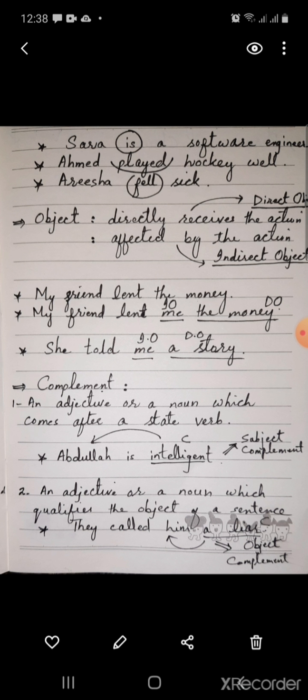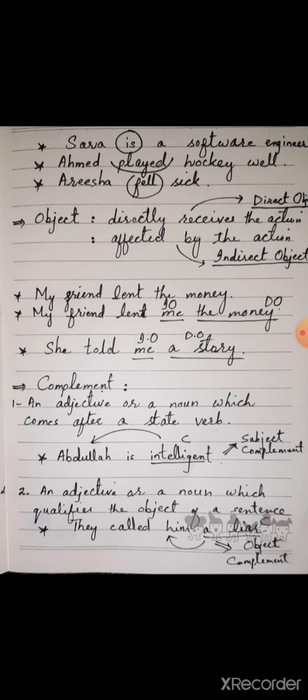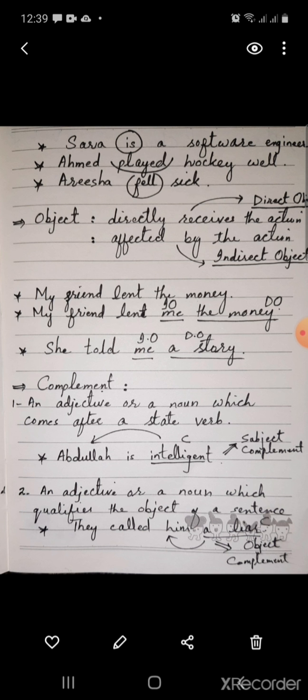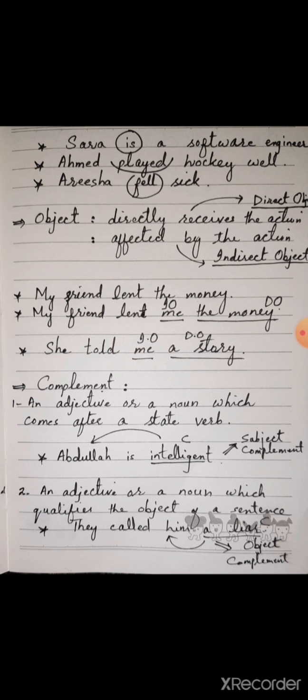Fine. So a word which qualifies either the subject of a sentence or the object of a sentence is called a complement. We can have two types of complement. The first one is the subject complement and the other one is the object complement. If the complement qualifies the subject of a sentence, it is the subject complement or subjective complement. And if it qualifies the object of the sentence, then it is called the object complement or objective complement. You will understand the definition when we move towards the sentences or examples.